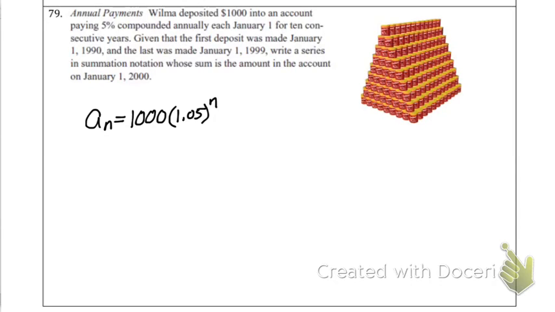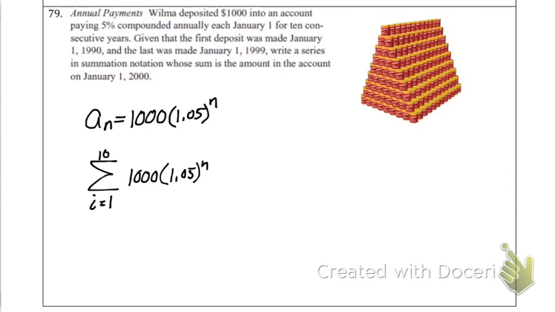So that means the sum of all the years together would be, I'm going to start on year 1, and I'm going to go, how long did it go? 10 years. To 10 would be 1,000 times 1.05 to the n. That will account for everything. Okay?